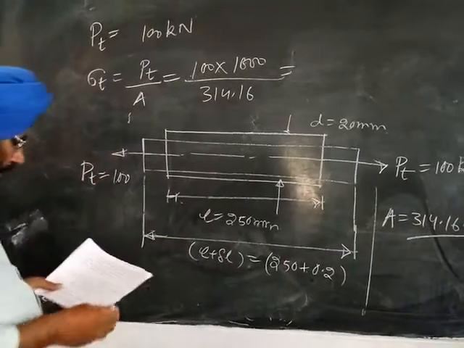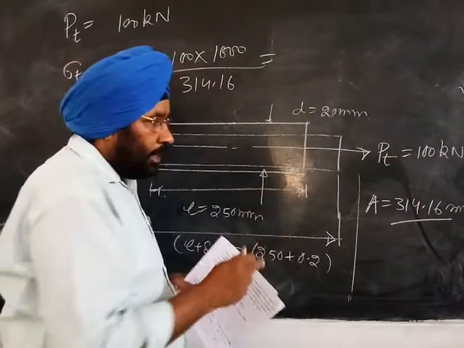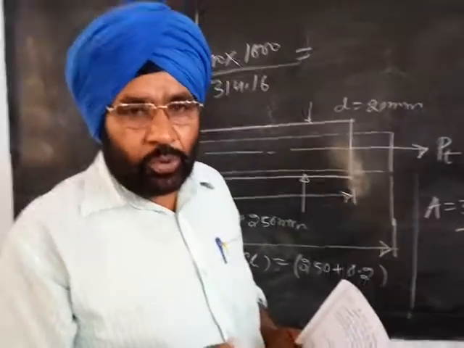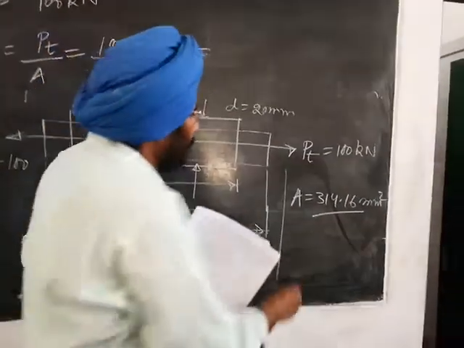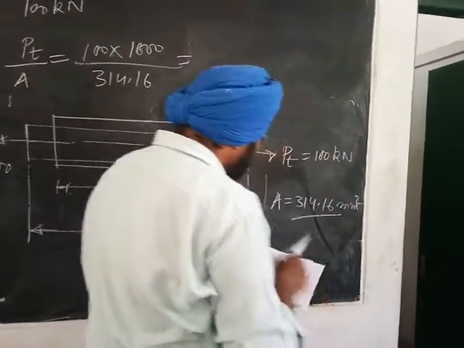The diameter of the rod is given to us as 20 mm. Then cross section area of the rod A is equal to pi d square by 4. Then cross section area of the rod is 314.16 square millimeter.